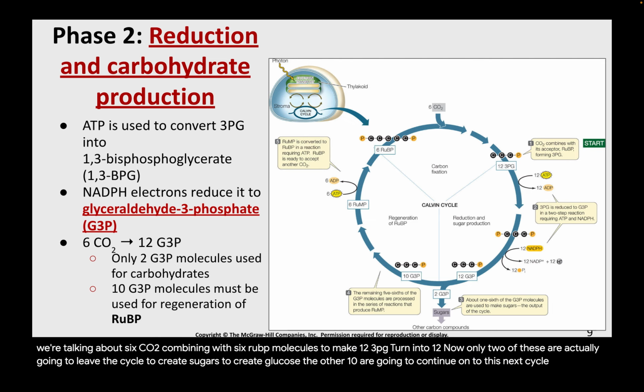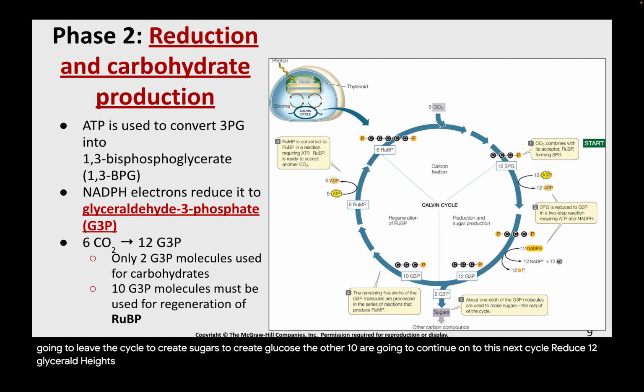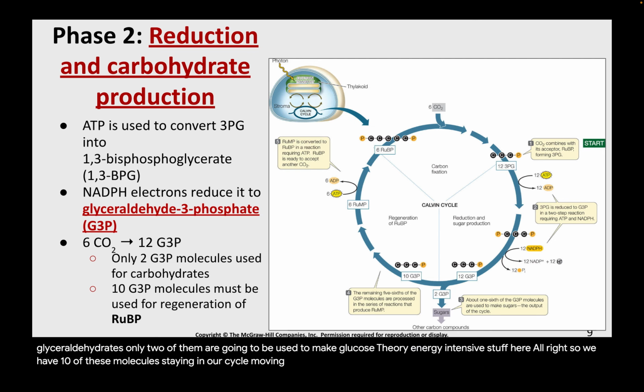So even though we produce 12 glyceraldehyde 3-phosphates, only 2 of them are going to be used to make glucose. So this is a very energy-intensive step here. All right, so we have 10 of these molecules staying in our cycle, moving on to our next step, which is the regeneration of RUBP.